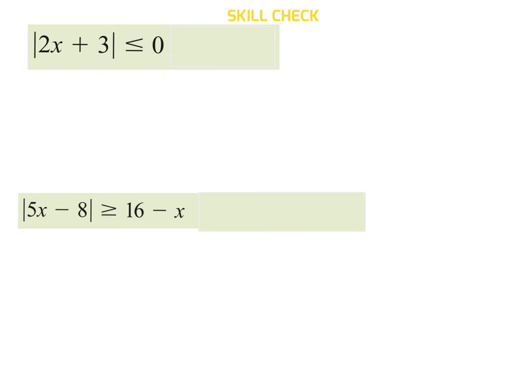So is this by itself? Yes, it is. It's a less than. So am I going to have an and or an or? And. All right, so this is going to be 2x plus 3 is less than or equal to 0, right? And it's also going to be what? Greater than or equal to 0. So, and it's also 2x plus 3 is greater than or equal to 0 because 0 does not have an opposite, correct?